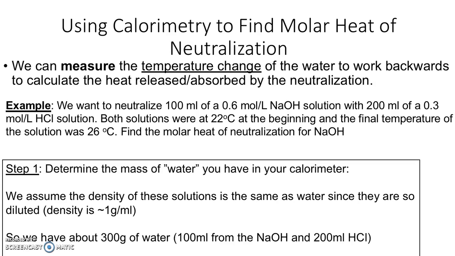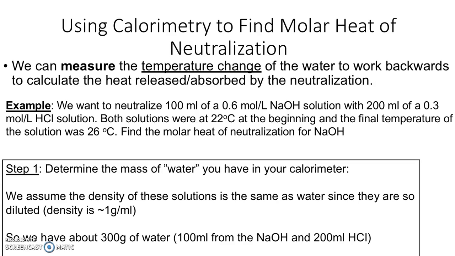So first thing to realize is that these are very dilute solutions. 0.6 moles per liter and 0.3 moles per liter, not very concentrated. So because they're very dilute solutions, they're basically just mostly water. And if they're just basically mostly water, we're going to assume that the density of these solutions is basically that of pure water. So their density is about 1 gram per milliliter. So if you have 100 milliliters of a solution which has a density of 1 gram per milliliter, that's basically 100 grams. Same thing for the HCl solution.